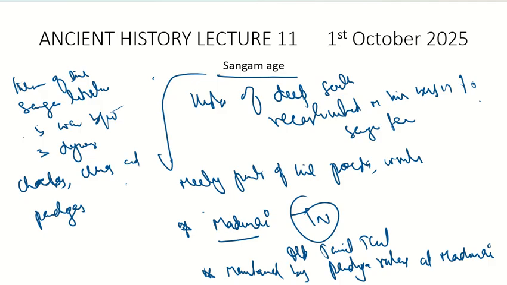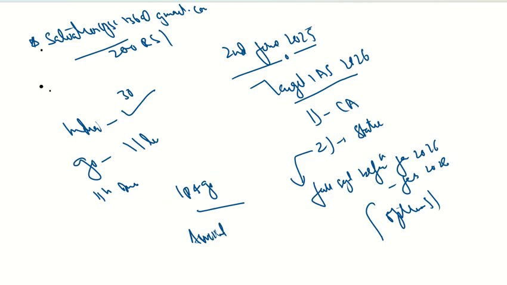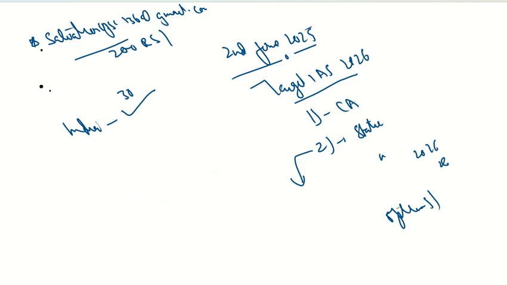Now, if we look at the Sangam literature, it is not like the Vedic literature where you have the Rig Veda, Sama Veda, Yajur Veda, and Atharva Veda, which is very clear to you. This Sangam literature is very huge, and for your understanding, it has been divided into five sections, which we need to know.